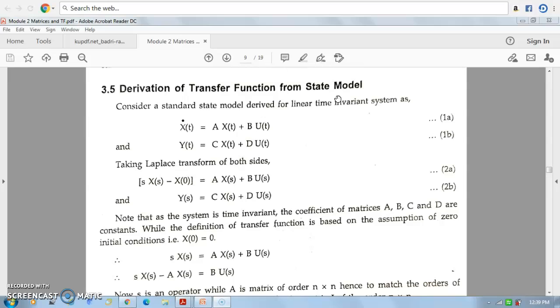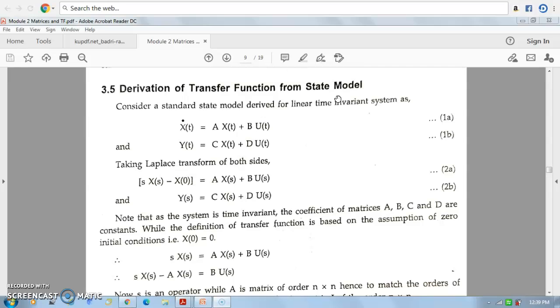Okay, they are giving the state model. From the state model, derive the transfer function, so that is what we have to consider for this state model. From the state model we have to derive the transfer function. So let's consider the state model.